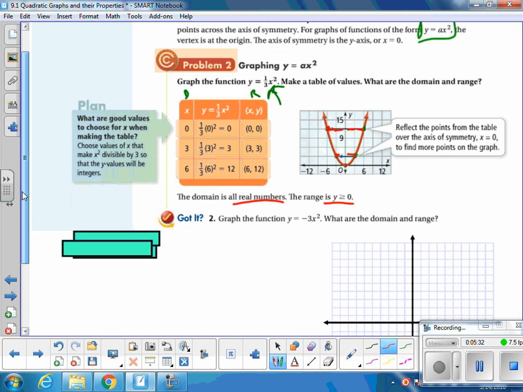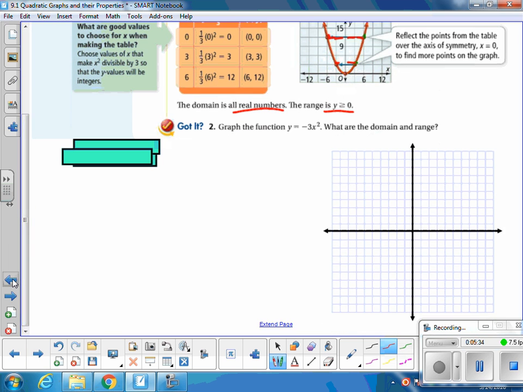All right, why don't you grab some graph paper from your packet, and I want you to graph this function and then determine the domain and the range. Why don't you press pause, work out a nice table, and see what you come up with.